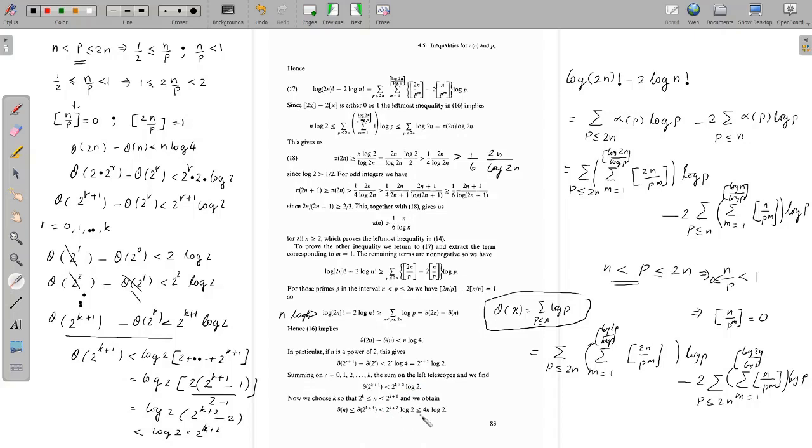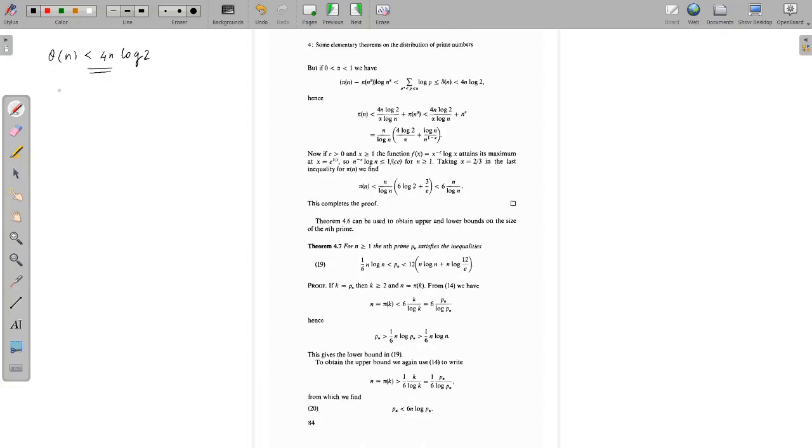Then you can write this is always less than or equal to 4 times 2 raised to k log 2. Since 2 raised to k is always less than or equal to n, this is at most 4n log 2. So you will get this inequality.